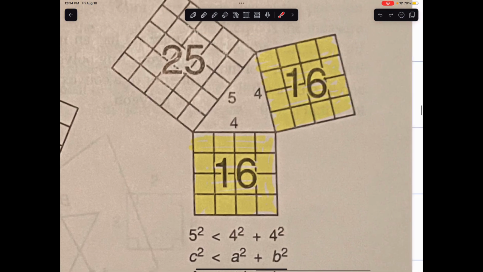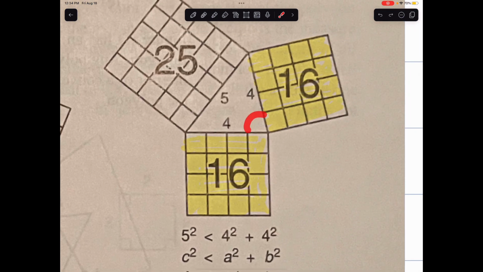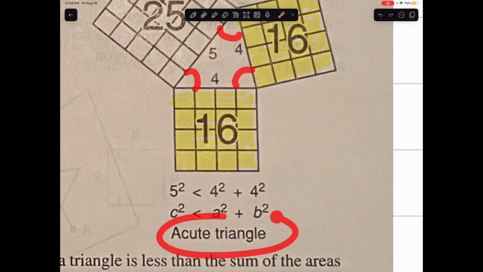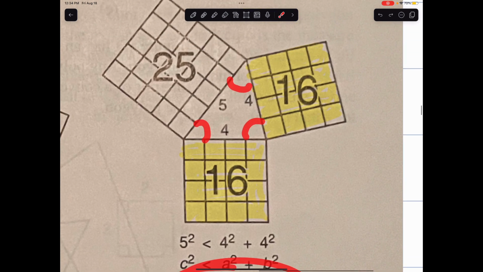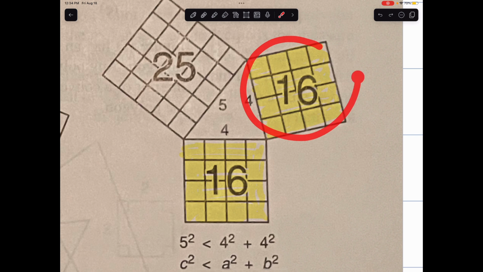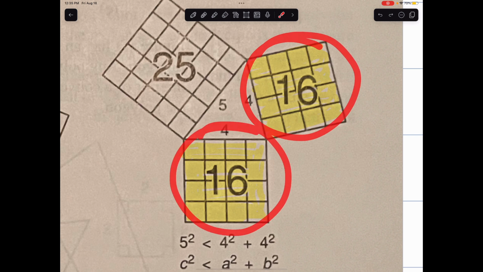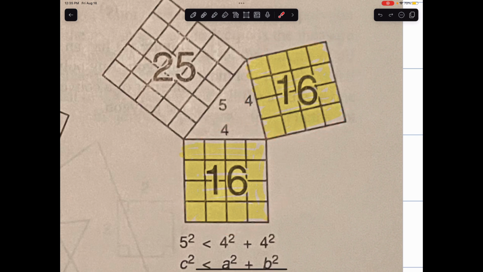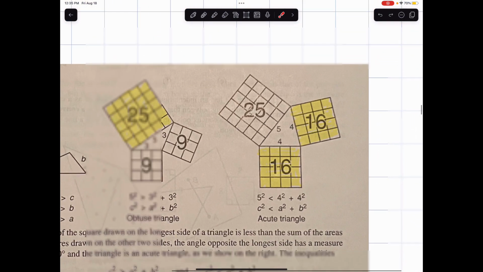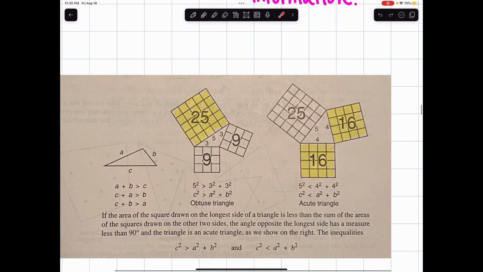Okay? Here we have all acute angles. Remember, acute means less than 90 degrees. This is an acute triangle. If you have an acute triangle, that means these lengths are going to be relatively longer, and then these, you're better off going with the squares, the two squares here.